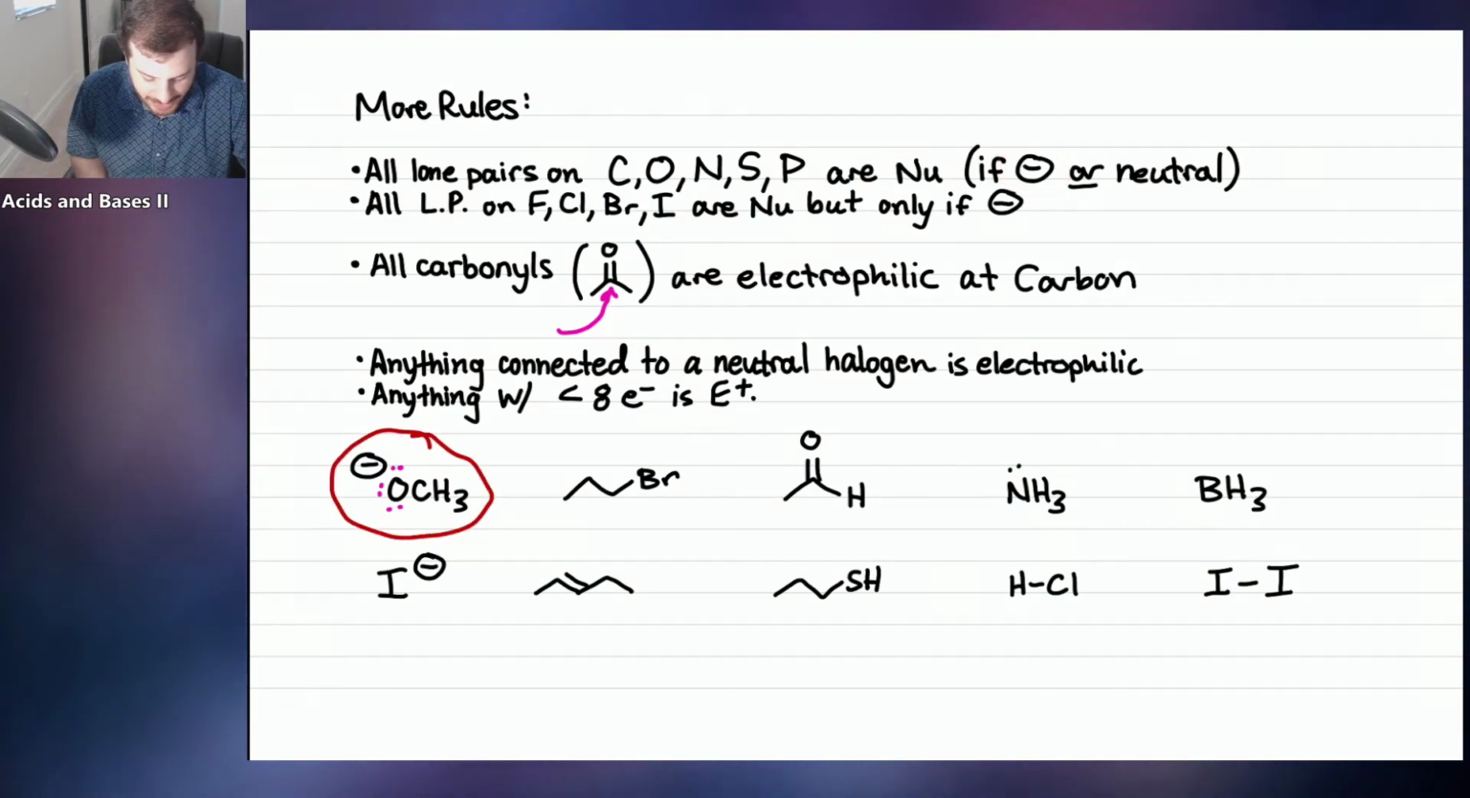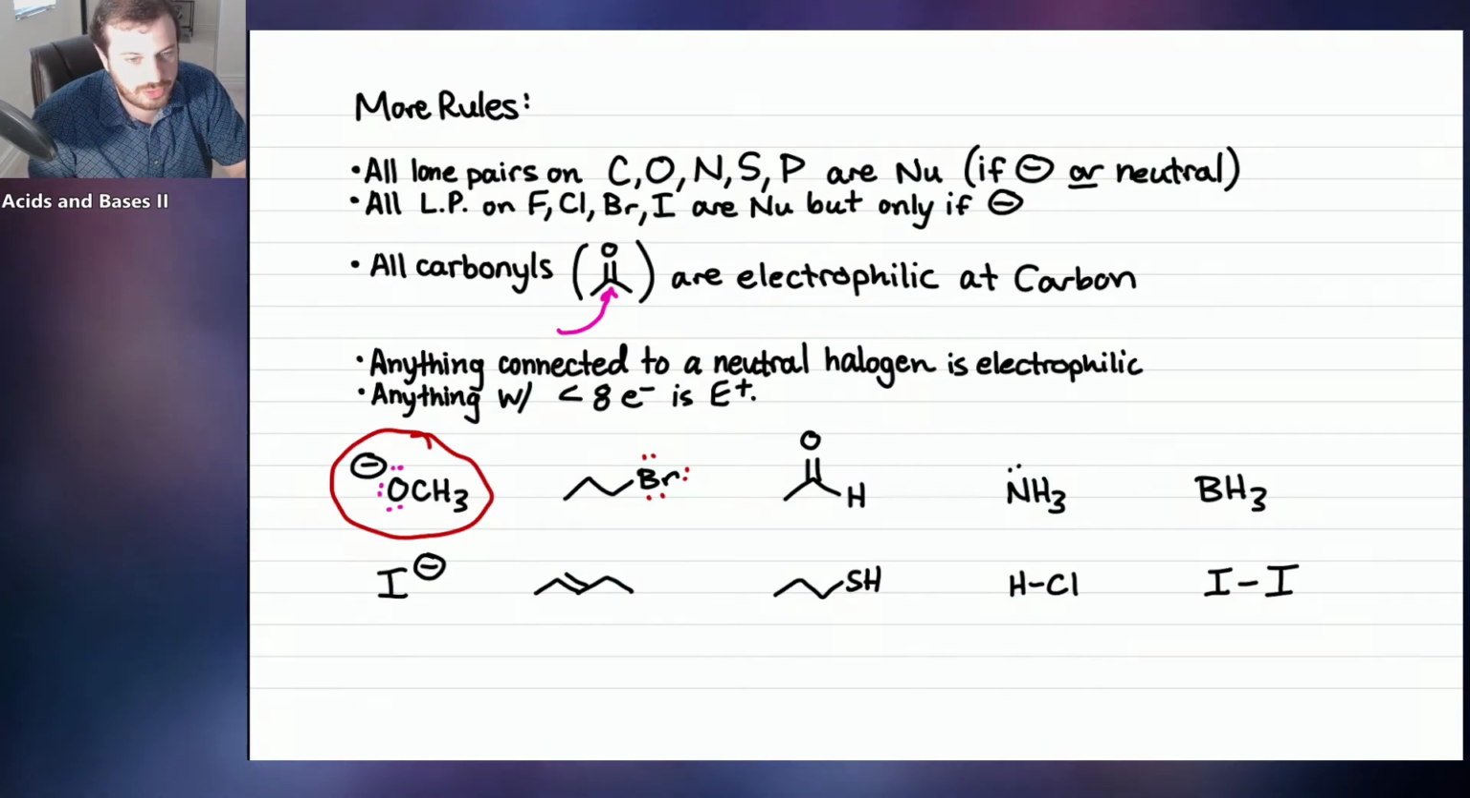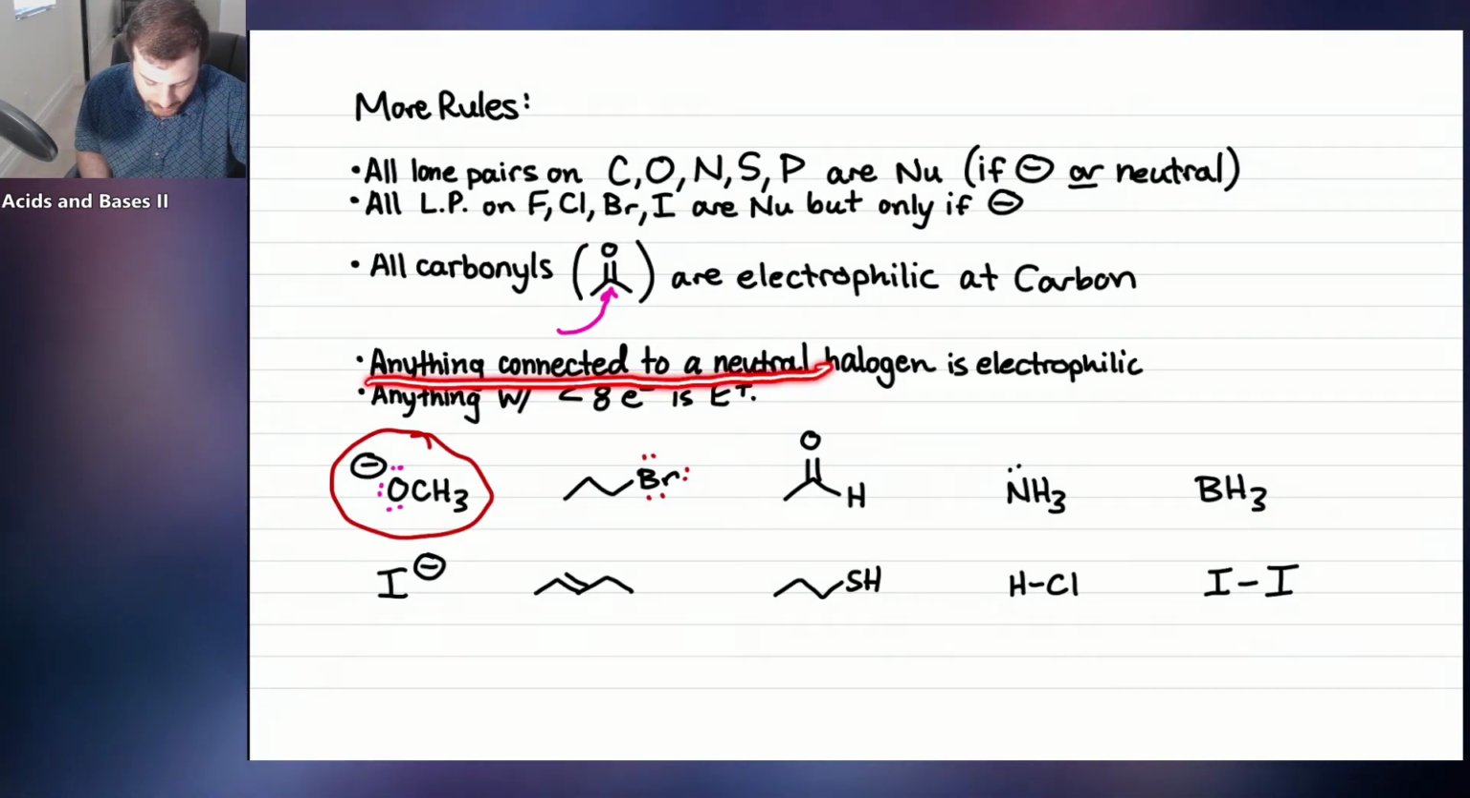Second compound here, we have a halogen. The halogen has lone pairs. But halogen lone pairs are only nucleophilic if it is a negatively charged halogen. This is a neutral halogen. That is not a nucleophilic substance. In fact, anything connected to a neutral halogen is electrophilic. So this is an electrophile because we have things connected to a neutral halogen. That is not a nucleophile.